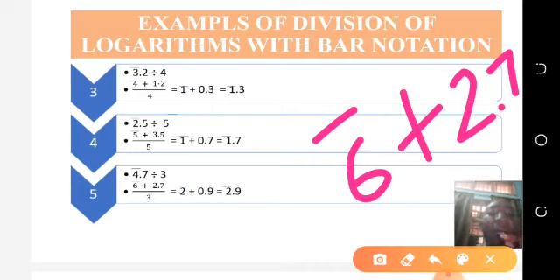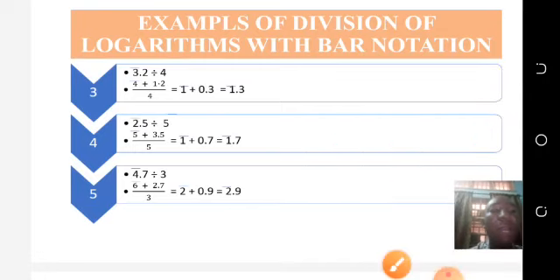3 to be divided by bar 6. That will give us bar 2. Plus 3 divided by 2. That is 0. Take that 0 to 7. That will give us 27. 3 divided by 27. That will give us 9. We have bar 2 plus 0.9. Add the 2 together. That will give us bar 2.9. Then therefore, bar 4.7 divided by 3 will give us bar 2.9.